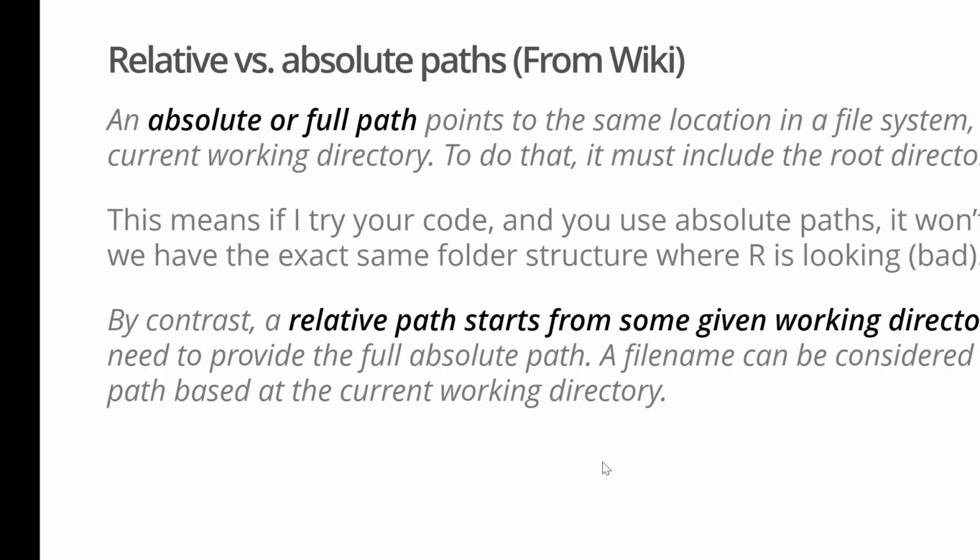And so this again comes back to these relative versus absolute paths. So an absolute path points to the same location in a file system, regardless of the working directory. Here you have to give the whole location. And so again, this is maybe bad for R because if you give it to somebody else, it won't work because it's not the same structure as your computer. A relative path starts from some given working directory, avoiding the need to provide a full absolute path. So for R Markdown, if you're going to share your RMD, you probably don't want to use absolute paths because they won't be able to knit that document.